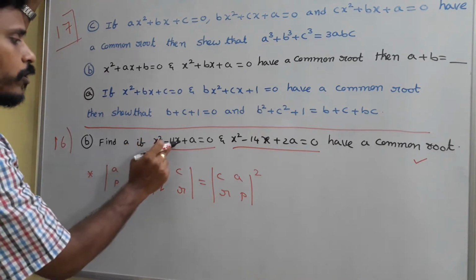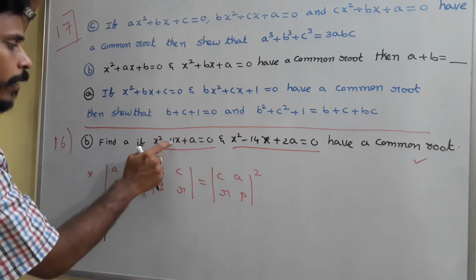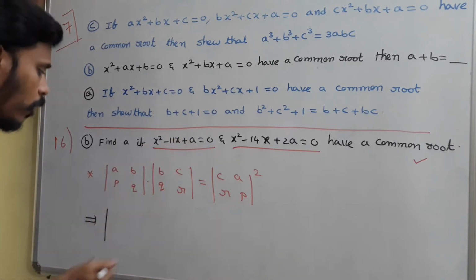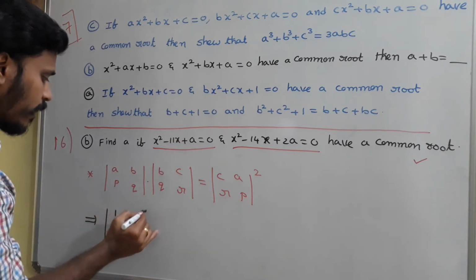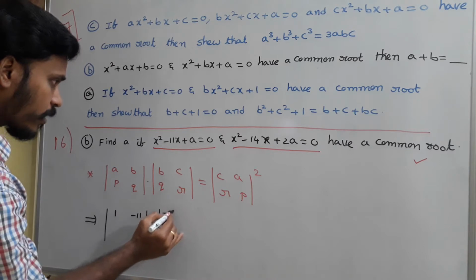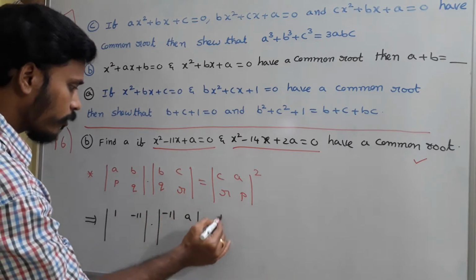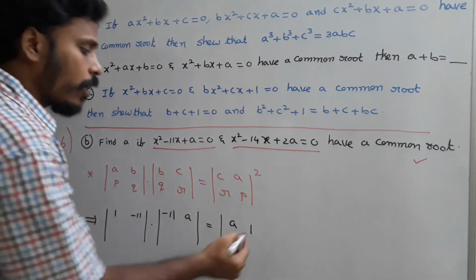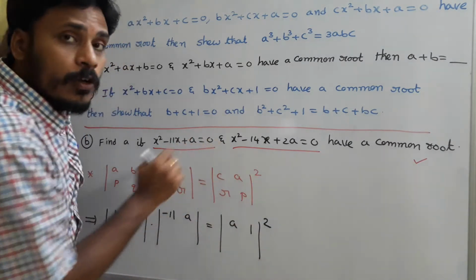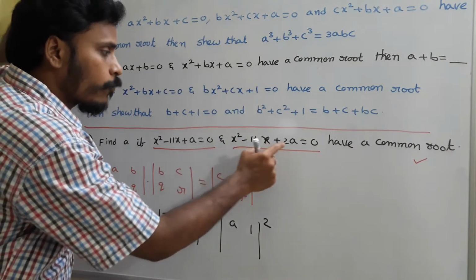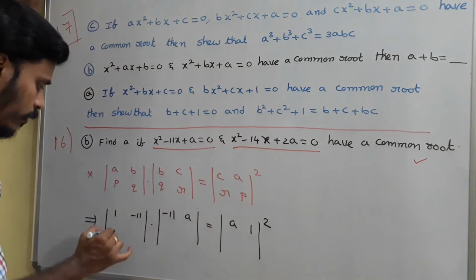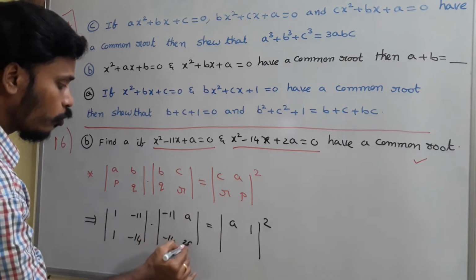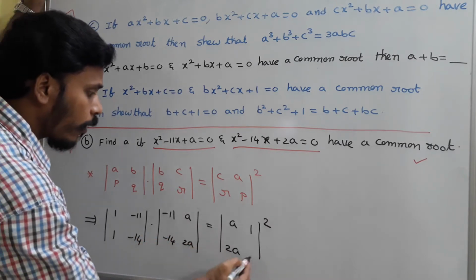So that implies determinant of A, B, C. First of all, the coefficients of the first equation are 1, minus 11 and A. You need to write them consecutively: 1, minus 11, into minus 11, A is equal to A and 1. Since these are the coefficients, you write them consecutively. Then the coefficients of the second equation, 1, minus 14 and 2a. Again you write like this: 1, minus 14, 2a, and then 2a, 1.